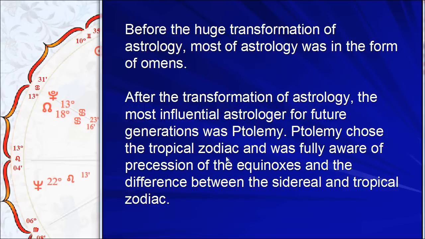And what some people get wrong about this story is that Ptolemy was fully aware of the precession of the equinoxes, and he understood the difference between the sidereal and tropical zodiac. And some people say he didn't, it was a coincidence, he was all confused, he was muddled, he didn't know what he was doing. The tropical and the sidereal zodiac happened to coincide during Ptolemy's time, which is true, they were nearly identical.